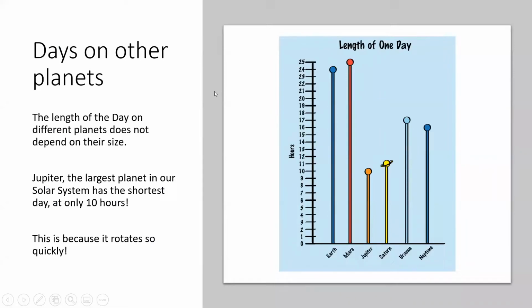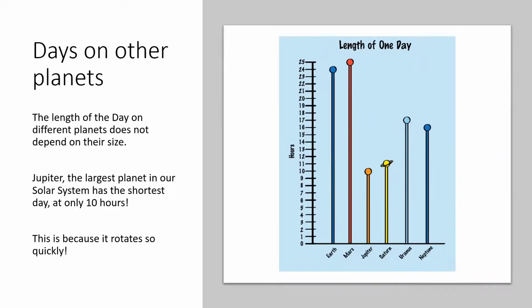Other planets also rotate on their axes, and it doesn't depend on how big the planet is. So we've got Earth, Mars, Jupiter, Saturn, Uranus, and Neptune. Earth, 24 hours. Mars is smaller than the Earth, so these are not to scale in terms of their size, but they are to scale in terms of their day. Mars takes longer to actually spin on its own axis.